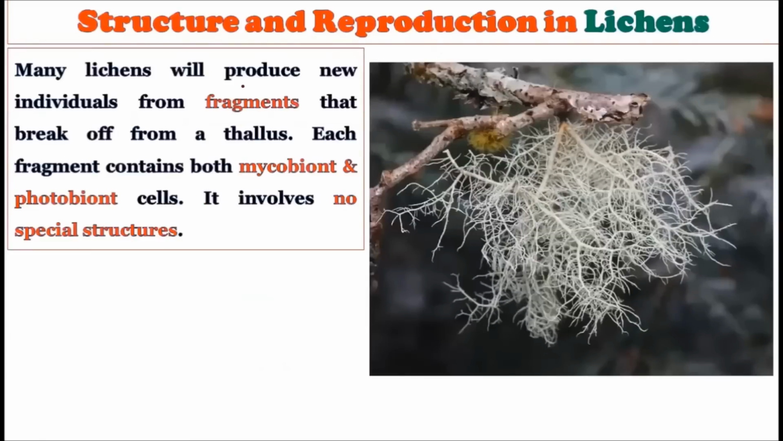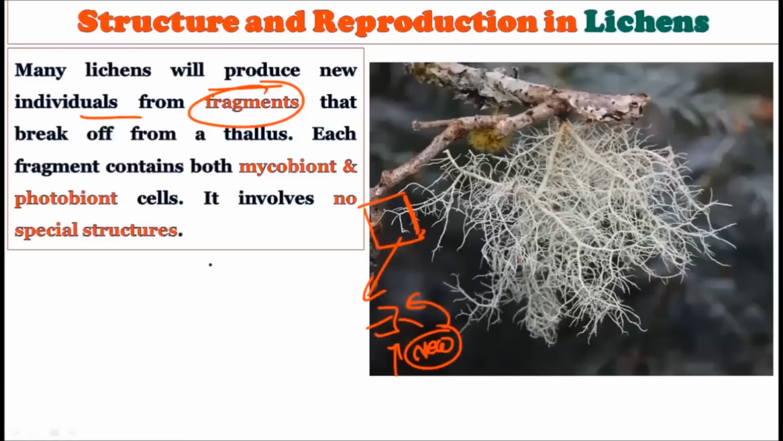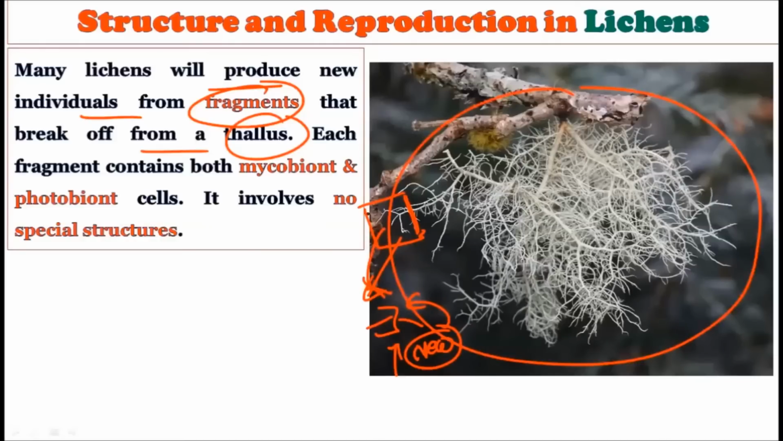Now see, many lichens will produce a new individual from fragments. Just a fragment of the parent lichen gets off from the parent plant, and this fragment then grows into a new individual. This is how vegetative reproduction happens in lichens. The fragments are created with no special structure. These fragments come from the parent thallus itself and break off from it. So consider this is the parent thallus, and one portion breaks off, and this fragment develops into a new thallus, a new lichen. In such a case, it is called vegetative reproduction.